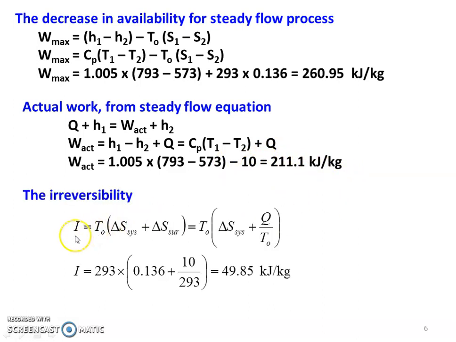The irreversibility, I, equals TO into delta S system plus delta S surrounding. Which is equal to TO into delta S system, 0.136, plus delta S surrounding. There is heat loss to the surroundings, so delta S surrounding is Q by TO. TO equals 293, so 293 into 0.136 plus 10 by 293. So, the irreversibility I equals 49.85 kilojoules per kilogram.